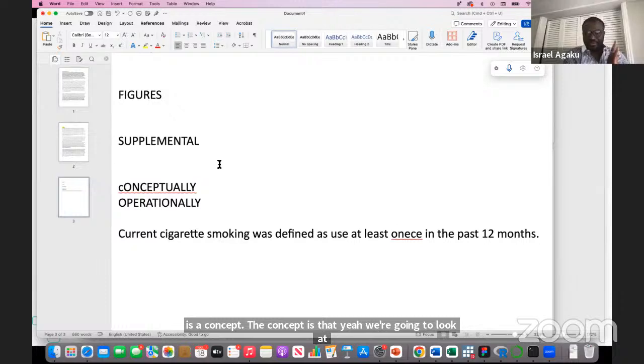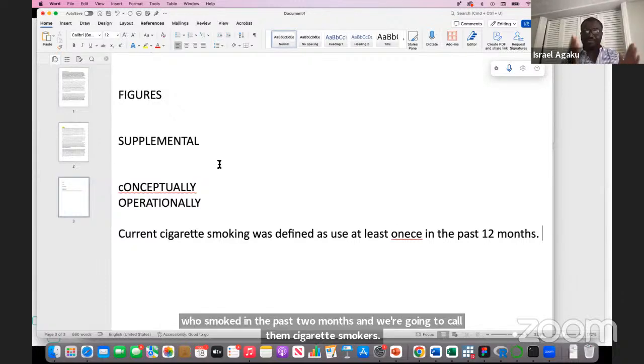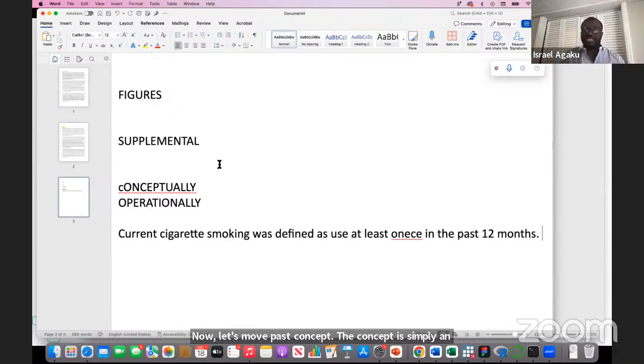Now, let's move past concept. The concept is simply an idea. That's what a concept means. So when we say conceptual definition, we're saying, what's the big idea behind what we're doing? The idea is that we're going to define them as people who smoked at least once in the past 12 months. But then operationally means in your questionnaire, how did you get to this idea? Let's come out from the world of ideas and come into the real world.